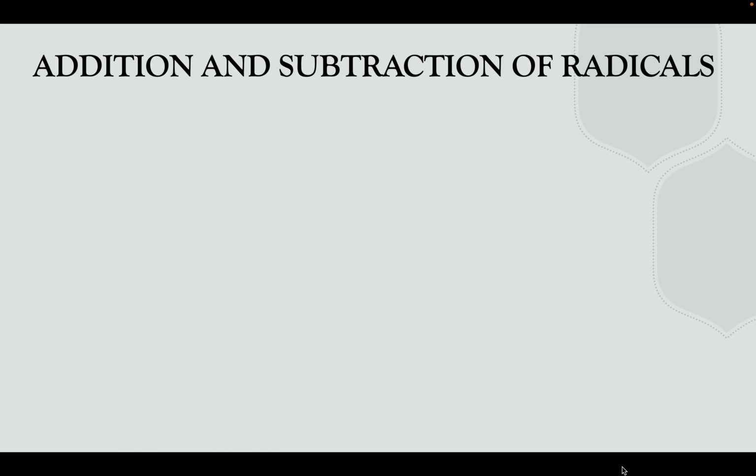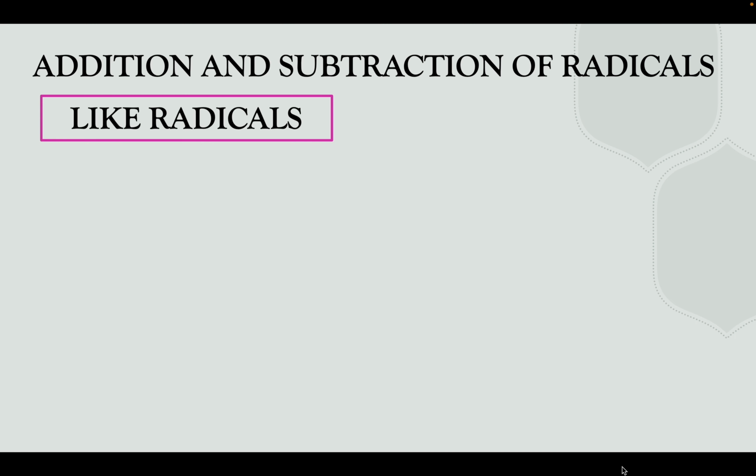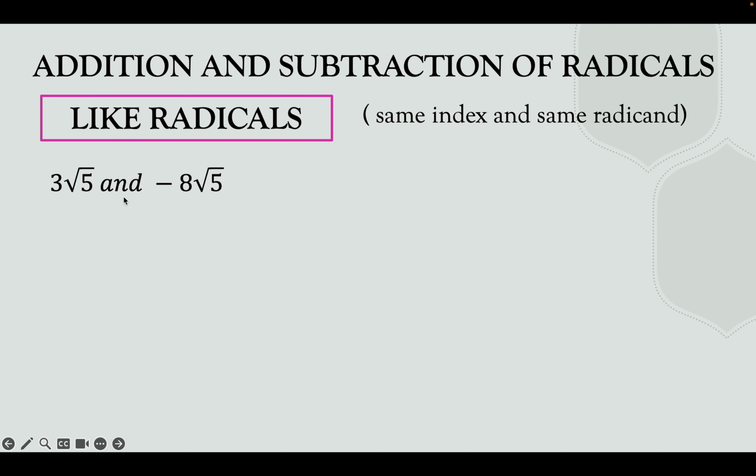Before we proceed to the examples in adding and subtracting radicals, we will first identify what like radicals and unlike radicals are. Like radicals have the same index and the same radicand. For example, 3 square root of 5 and negative 8 square root of 5 have the same index 2 and the same radicand 5. Next, 4 square root of y and negative 5 square root of y have the same index 2 and the same radicand y.